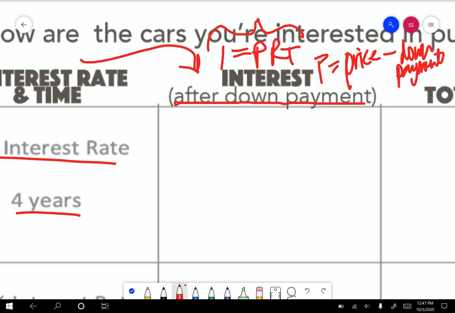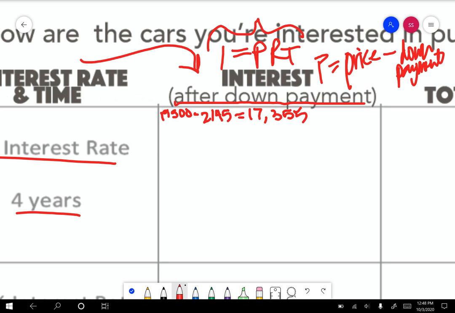So the original price of the car was $19,500. We're going to subtract $2,145 because that was the down payment amount. And you'll get $17,355. So that's the principal amount that we're taking out for our loan. That's the amount of money we're borrowing to pay off the rest of the car.